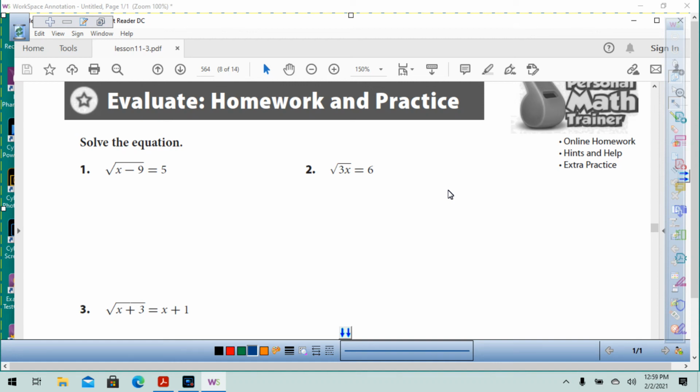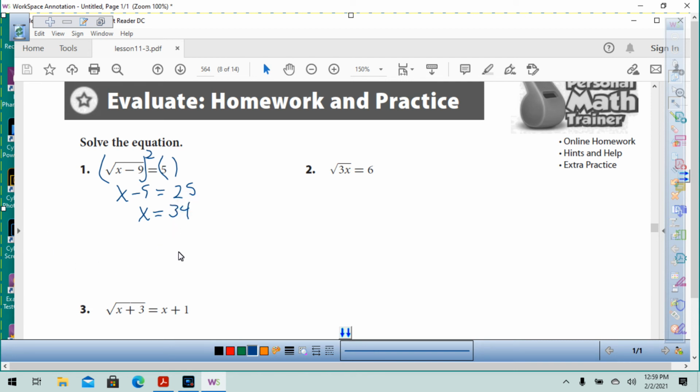Algebra 2, Lesson 11-3. Number 1, solve the equation: the square root of x minus 9 equals 5. All right, let's start off by getting rid of this radical. We'll square both sides. That gives us x minus 9 equals 25. So we add 9 to both sides, and we get x equals 34.